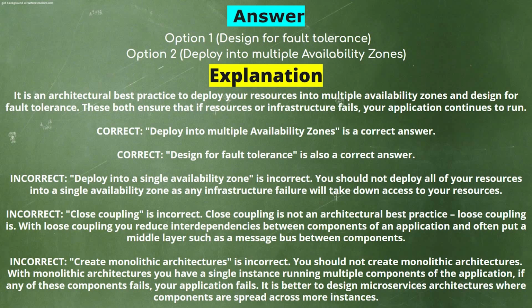Close coupling is not an architectural best practice. Loose coupling is. With loose coupling, you reduce interdependencies between components of an application and often put a middle layer such as a message bus between components. Create monolithic architectures is incorrect. You should not create monolithic architectures. With monolithic architectures, you have a single instance running multiple components of the application. If any of these components fails, your application fails. It is better to design microservices architectures where components are spread across more instances.